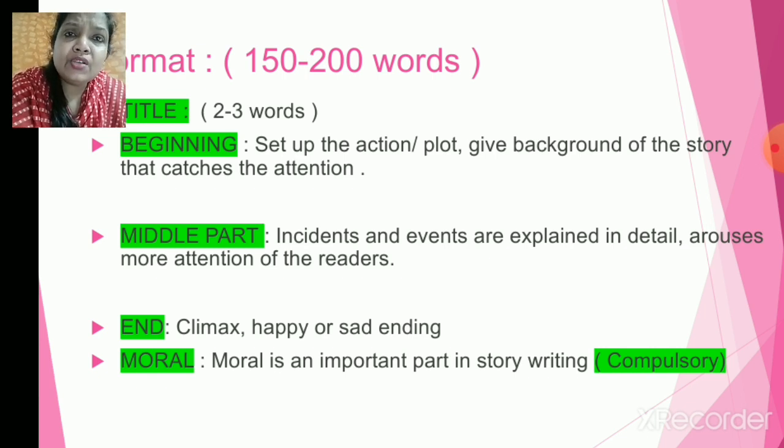Now, children, for your examination, you can have two types of story. One is the outline of the story, the other one could be a picture story. We have already done how the outline of the story has to be written. Now next is the picture story. Let us go and understand what a picture story is all about.